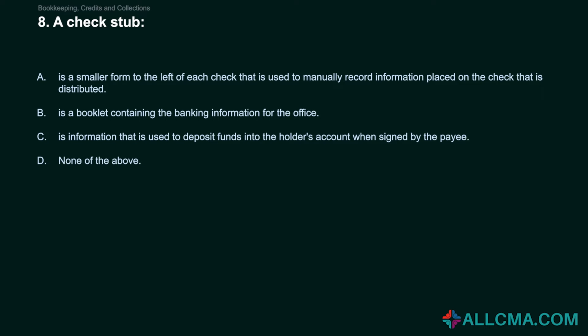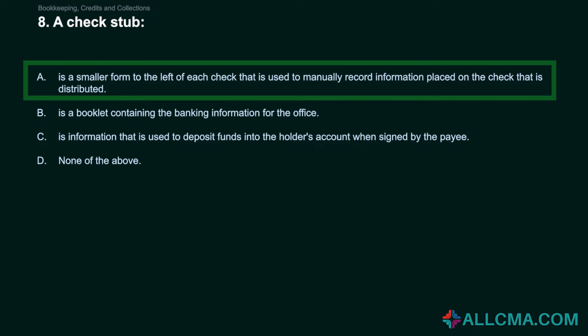8. A check stub. A. Is a smaller form to the left of each check that is used to manually record information placed on the check that is distributed. B. Is a booklet containing the banking information for the office. C. Is information that is used to deposit funds into the holder's account when signed by the payee. D. None of the above. Correct answer, A. Is a smaller form to the left of each check that is used to manually record information placed on the check that is distributed.